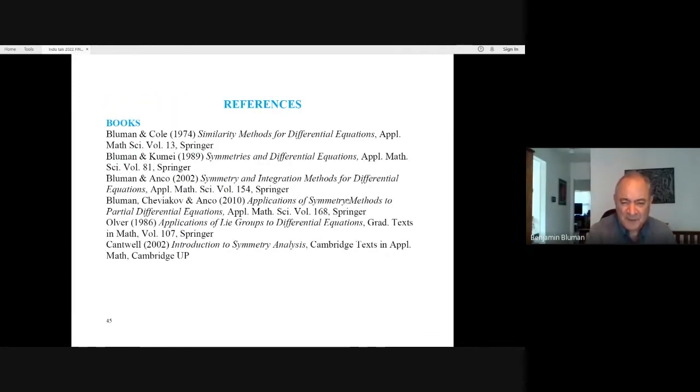In the book with Ancó on symmetries and integrations for differential equations, this book focuses on ordinary differential equations, and it discusses how you can use specific ways of looking for specific symmetries. We got so many of them. Okay, your problem is an infinite number, an uncountable number of symmetries. That's what your problem is. Okay, sir. Thank you, sir.